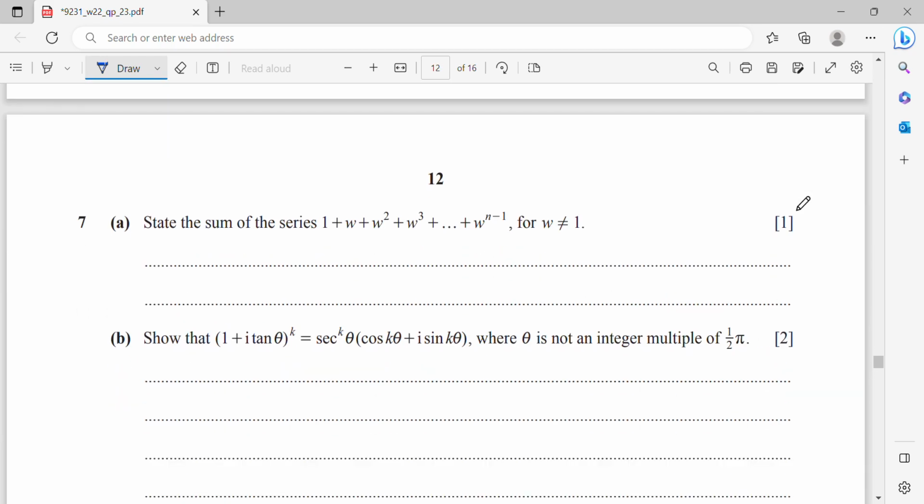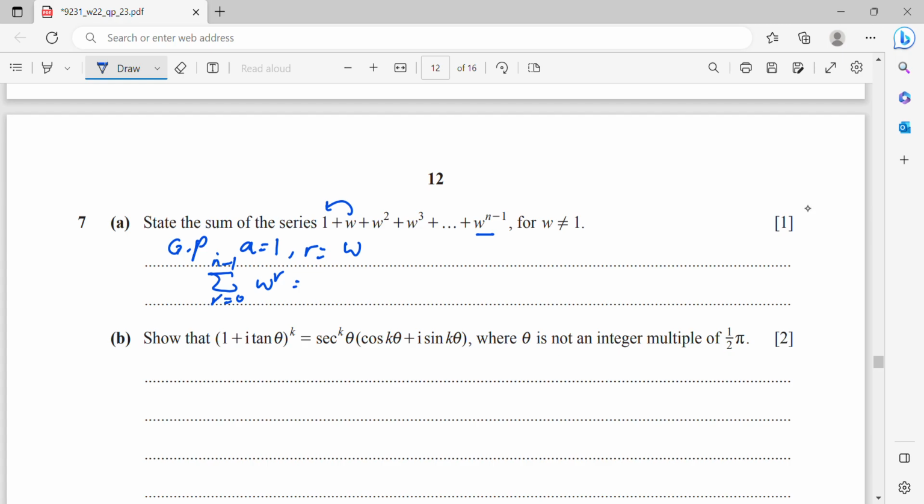Now, question 7. State the sum of the series. So from here, obviously, this is a geometric progression, or geometric series, I would say GP. So this is a GP with a equals 1, the first term. The common ratio is w. Therefore, summation, r from 0 to n minus 1, w to the degree r, it will be the sum.